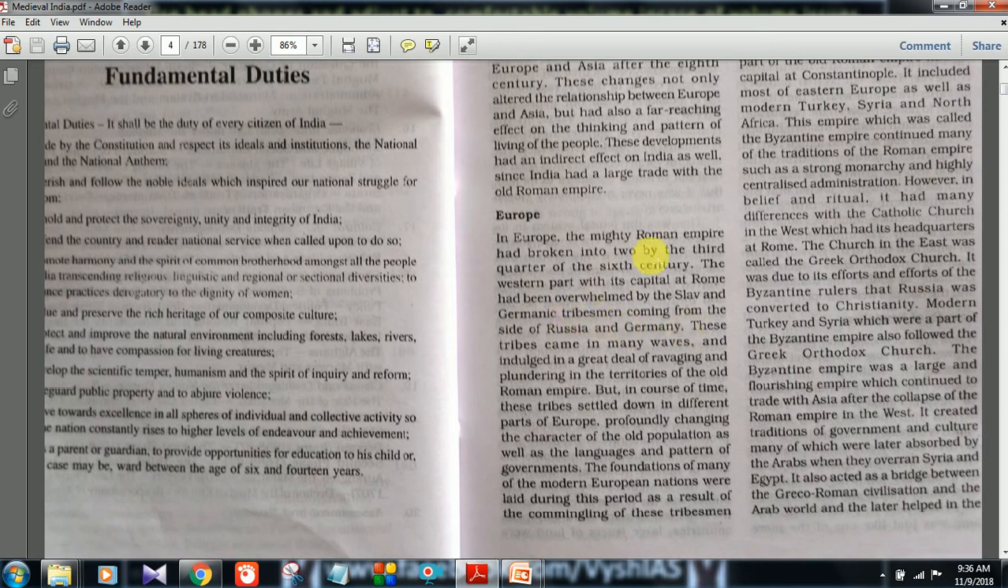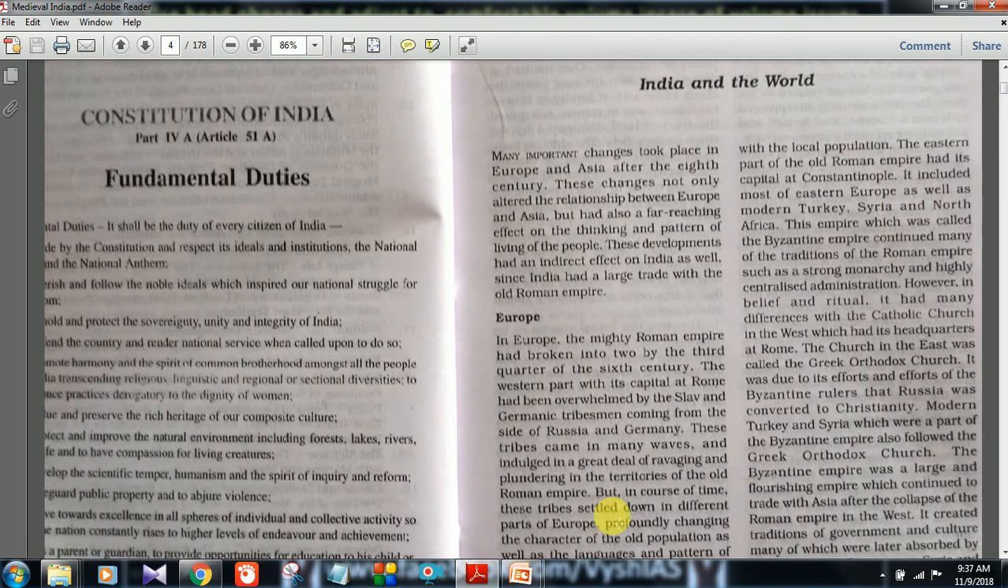This is when the mighty Roman Empire collapsed. These tribes came in many waves and indulged in a great deal of ravaging and plundering in the territories of the old Roman Empire. But in course of time, the tribes settled down in different parts of Europe, profoundly changing the character of the old population as well as the language and pattern of governments. So everything is changing. The foundations of many of the modern European nations were laid during this period as a result of the commingling of these tribesmen with the local population.